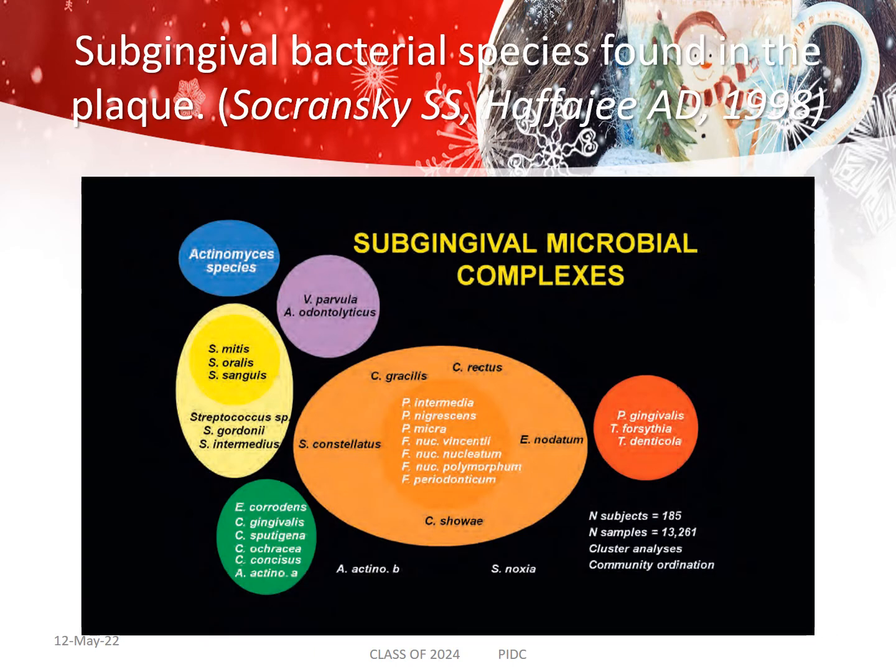So, subgingival bacterial species are found in the plaque. This was a study done by Socransky and Haffajee, where they gave different colors to the microorganisms present, according to their severity. The most important are three microorganisms: P. gingivalis, Tannerella forsythia, and Treponema denticola. These three microorganisms are the main agents for bleeding in gingival diseases. If any one of these microorganisms is present, then gingival bleeding will be present, and because of that, the disease status is going to increase.